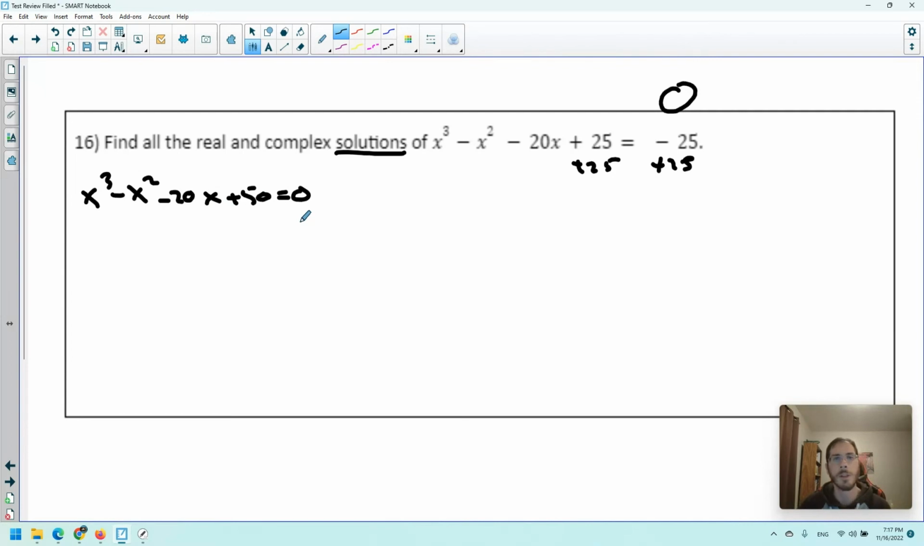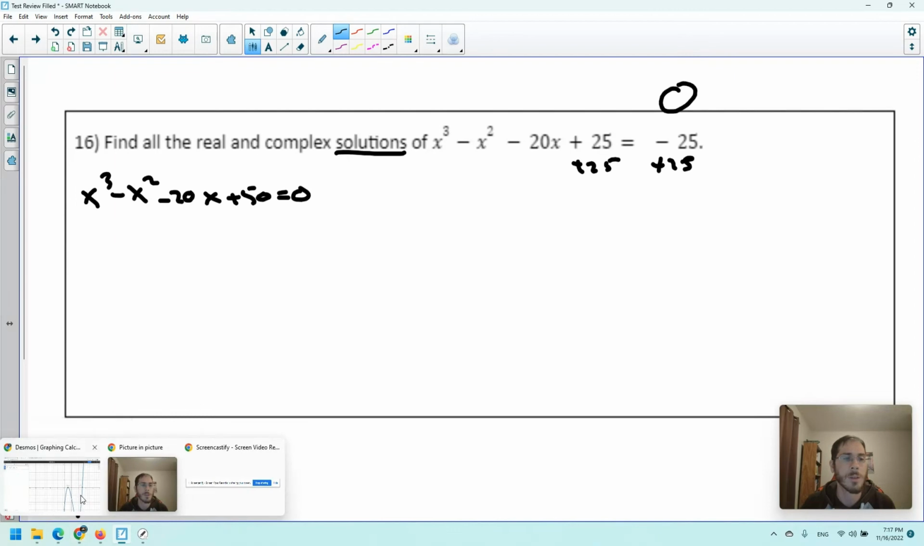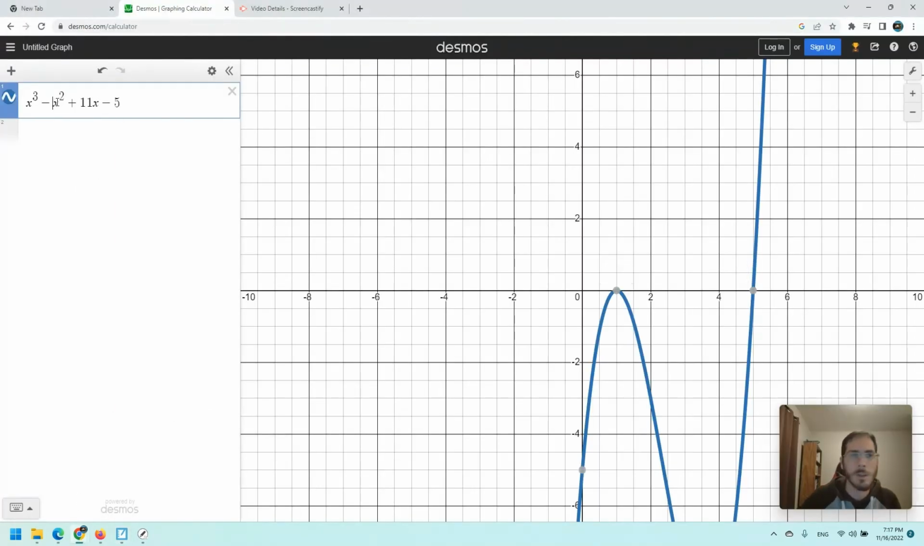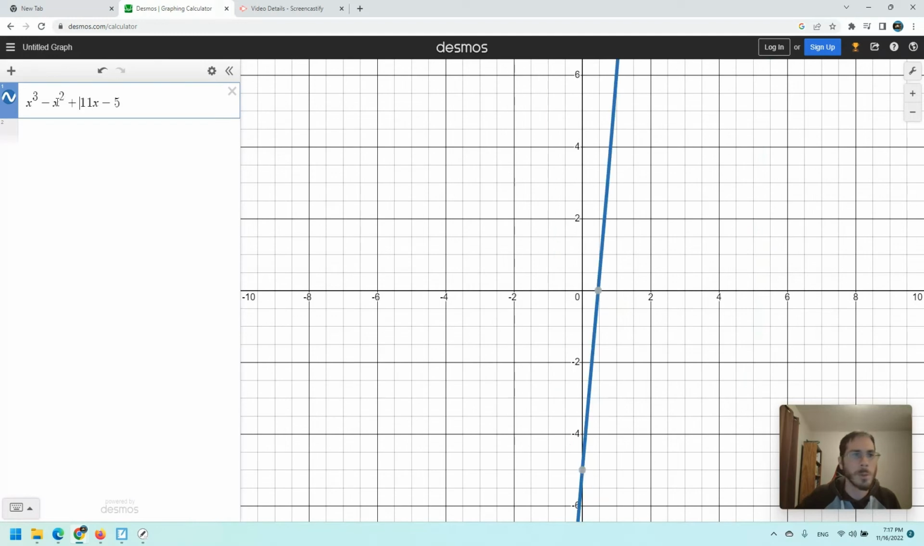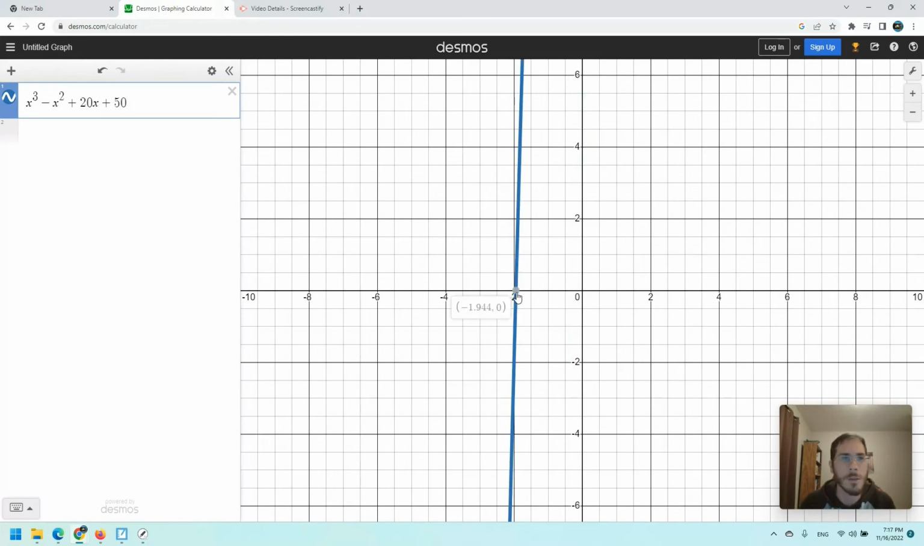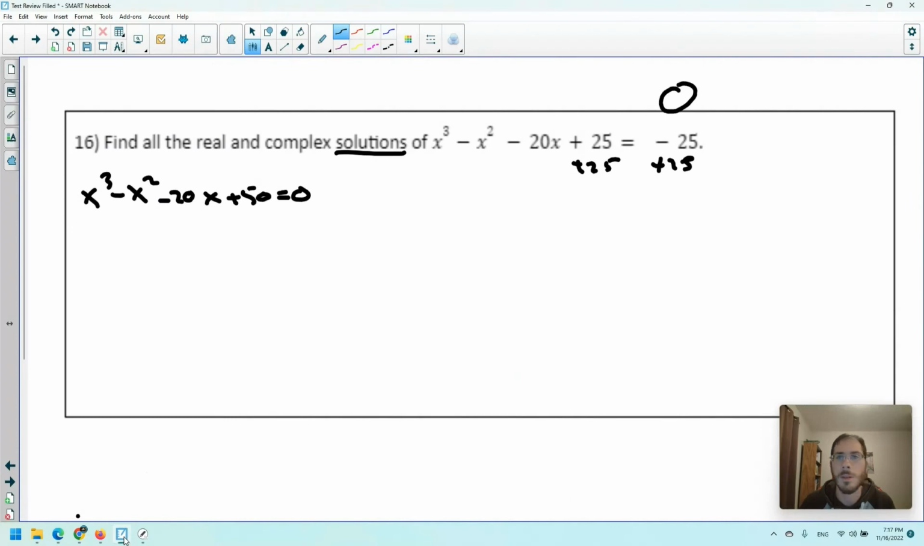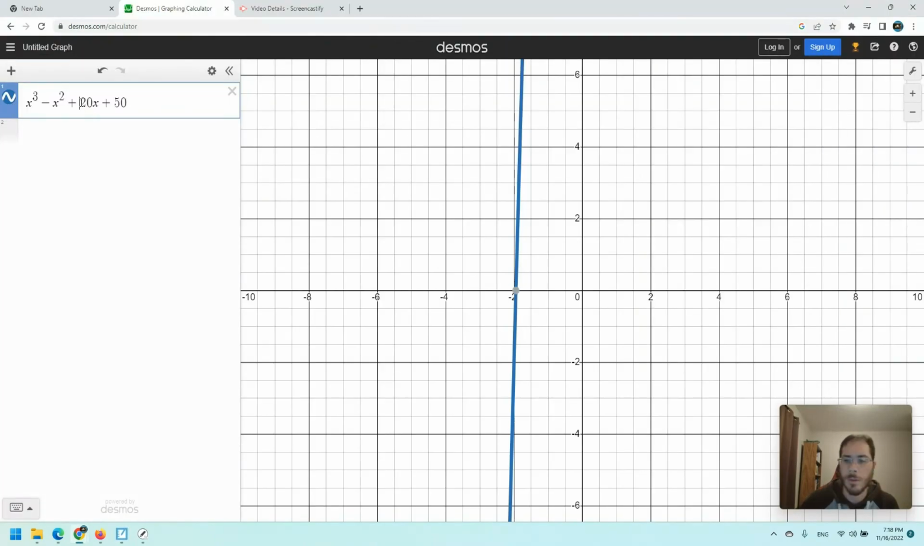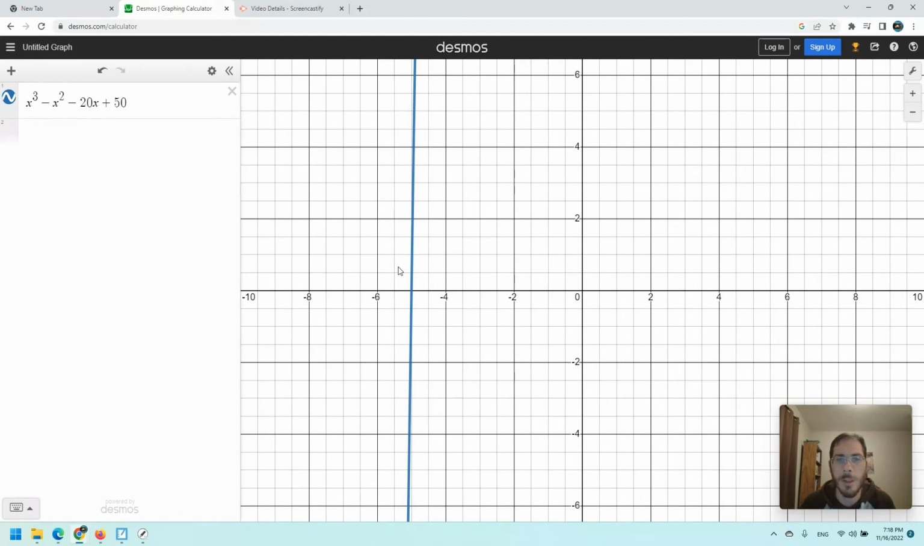All right, now from here, I got some choices. I'm thinking that instead of finding all the possible solutions and doing guess and check, I think I'm going to go to my graph. I think the graph's going to help me out to do some guess and check work. So x to the third minus x squared, minus 20x, and plus 50. Okay, that looks pretty nice.